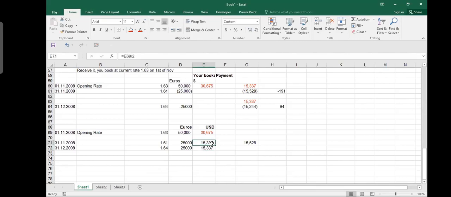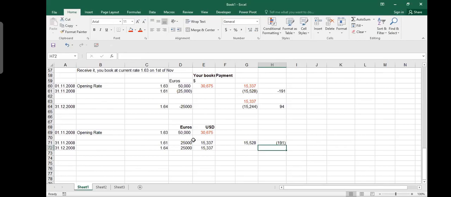But you cannot pay in dollars. You have to pay in euros. So you go to the bank, you say, I need 25,000 euros. And the bank will give you 25,000 euros for 15,528 USD. So you have to pay a little bit more than your expectation. And how much? You have to pay 191 more. And that is because of this conversion.